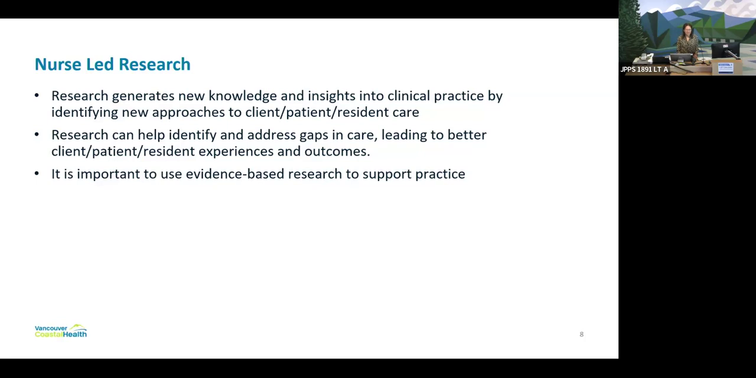So why do research? Research generates new knowledge and insights into clinical practice by identifying new approaches to client, patient, and resident care. Research can also help to identify and address gaps in care, leading to better client, patient, resident experiences and outcomes. It's important to use evidence-based practice to support evidence-based research to support practice, so we can reduce variations in care by standardizing procedures based on evidence, as well as reducing reliance on outdated information.